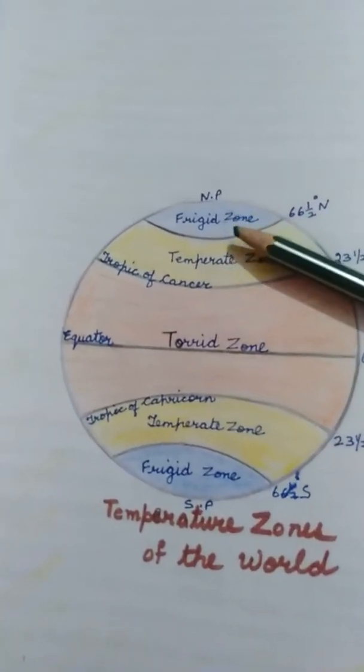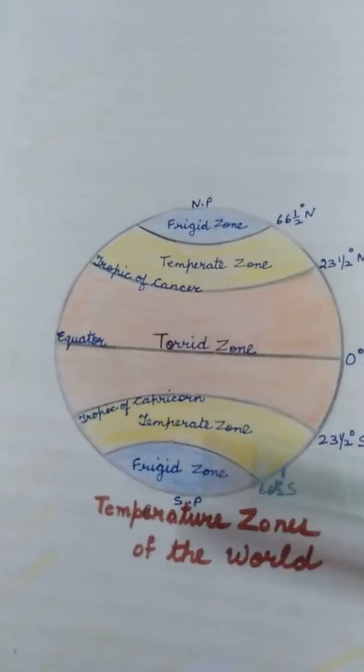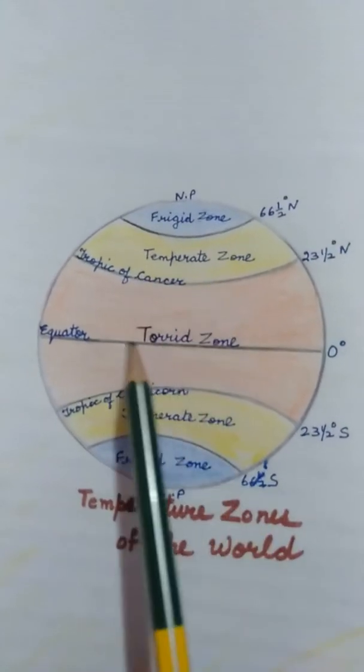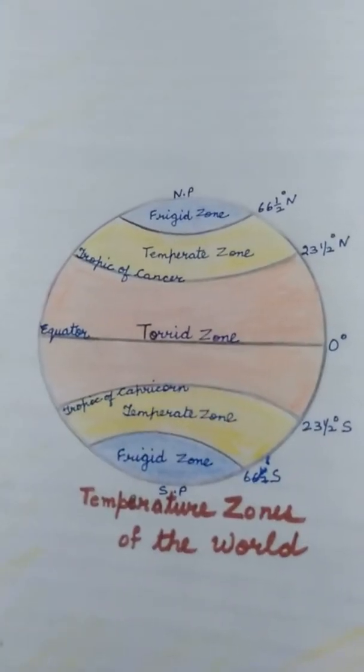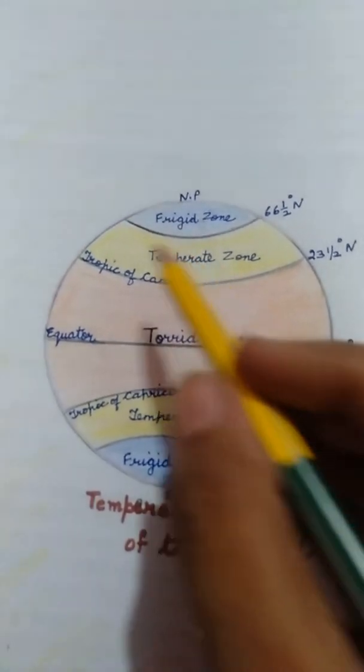So better to use all these light colors. So this is going to be easy for you to write the various zones there. It's going to be very clear. So this way you're going to learn about the earth.